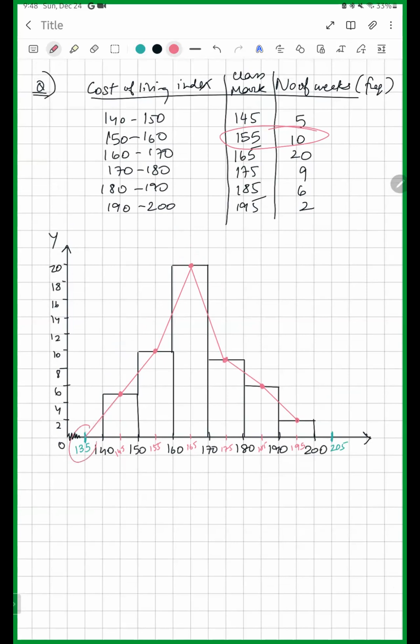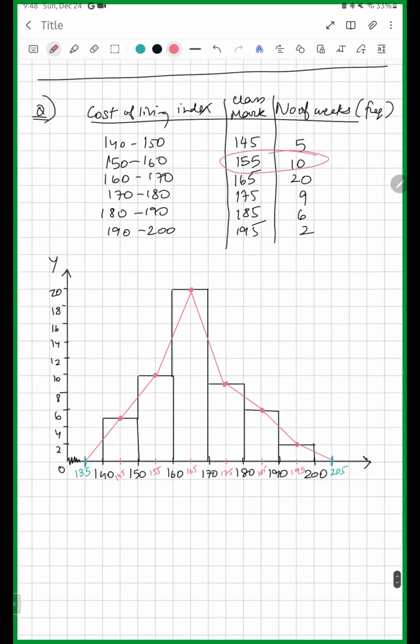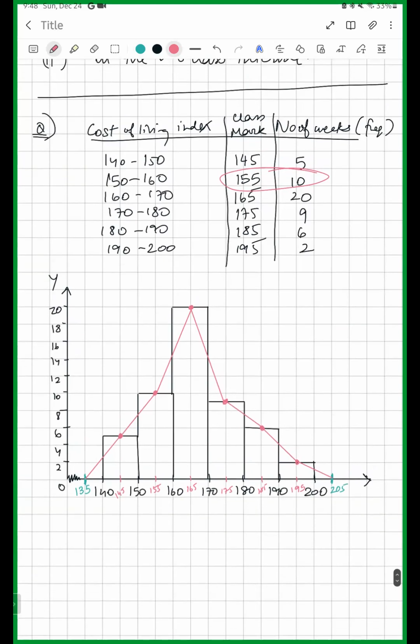Because what is this saying? When I am plotting 135 comma 0, the point over here that I have plotted is 135 comma 0, which means that for the cost of living index 135, the frequency is 0. Which is true according to the table. Then we join it like this. This is the frequency polygon and its corresponding histogram. Okay, now let's do some questions.